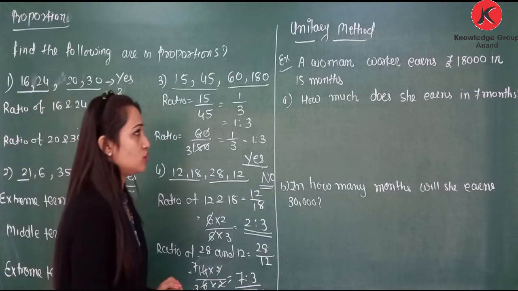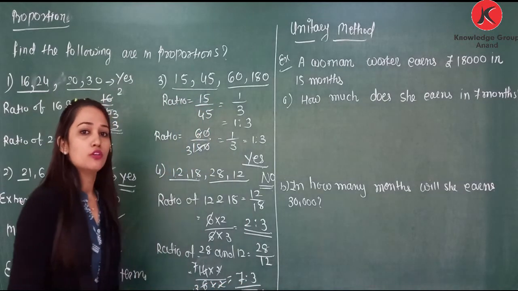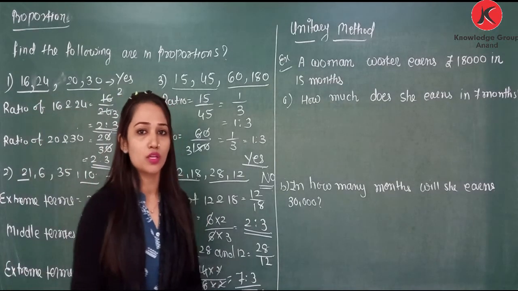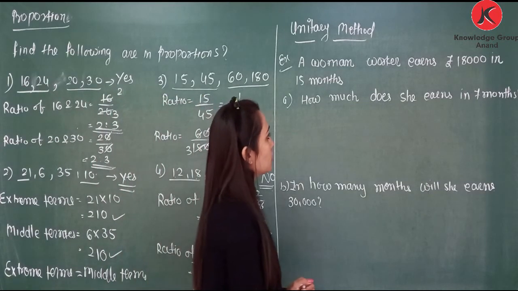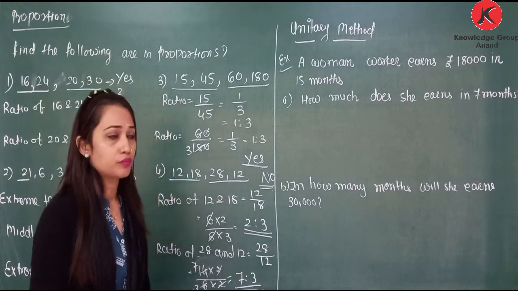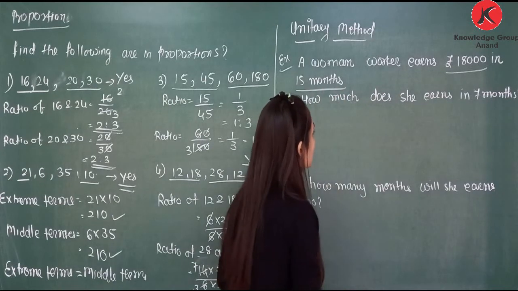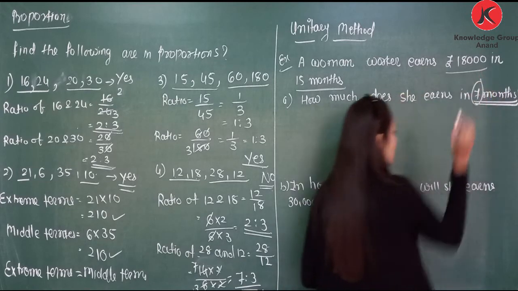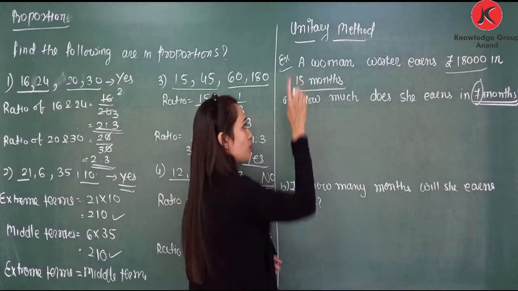After that we learn about the unitary method. Unitary method means from a bunch of quantity we need to find the value for one and use that value for one to find another bunch of quantity. So let's take an example. A woman worker earned rupees 18,000 in 15 months. So the first question is, how much does she earn in 7 months? To find the value for 7 months, we need to find for 1 month. And the 1 month value can be found from the 15 months.